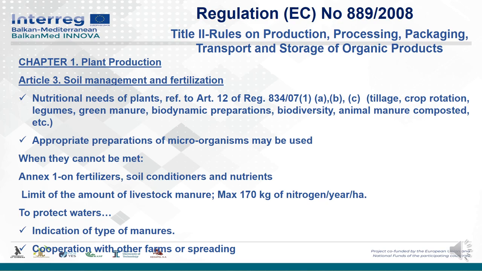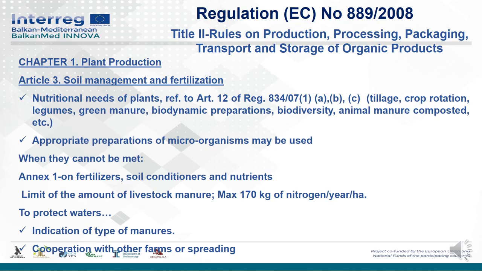According to this, nutritional needs of plants, firstly, are based on or referred to Article 12 of Regulation 834 of 2007. You can find it in paragraph 1.a.b.c, which refer to tillage, crop rotation, legumes, use of green manure, biodynamic preparations, biodiversity, support of biodiversity, animal manure, composted, and so on. So the nutrition needs of plants firstly have to be based on these agronomic or agricultural practices.